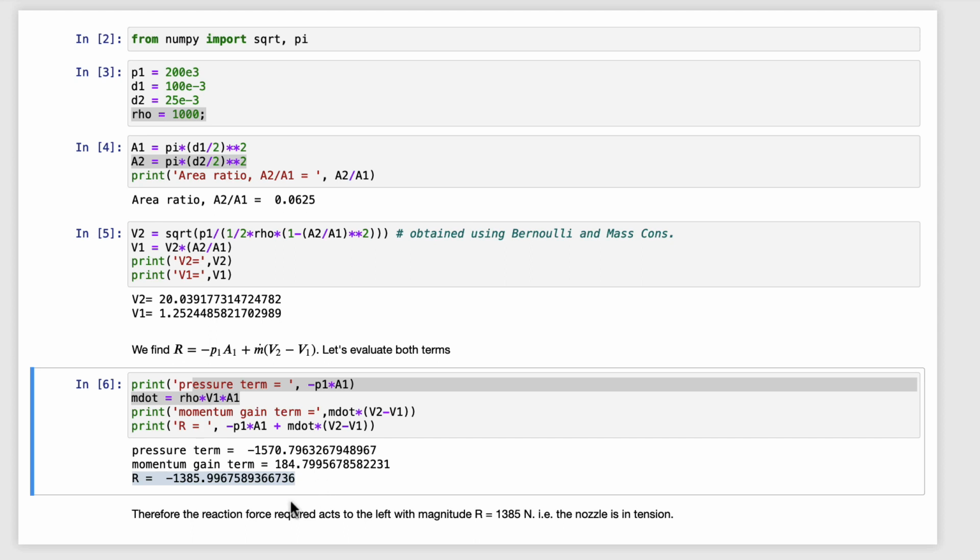acting on that nozzle. Recognizing that a negative reaction force corresponds to a leftward force is an important insight into this problem. But in any case, those are the numbers that come out after you evaluate them.